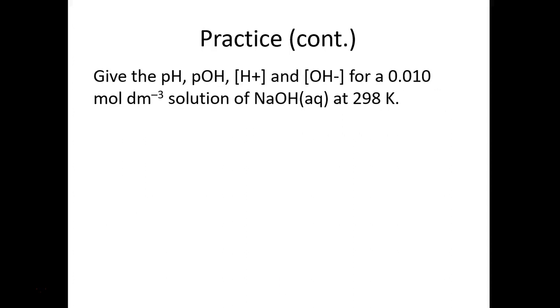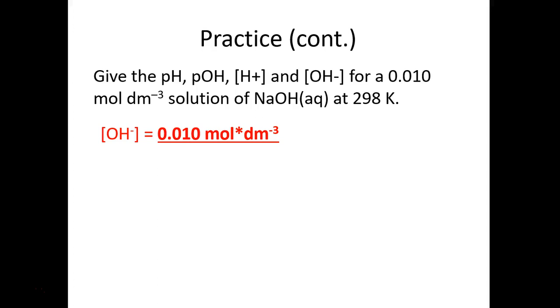All right, now here's practice calculating pH, pOH, H plus, and OH minus. So we have a solution of sodium hydroxide that is 0.010 molar. Now, we'll learn later that for a strong base, the concentration of hydroxide is equal to the concentration of the base. So our hydroxide ion concentration will be 0.010.